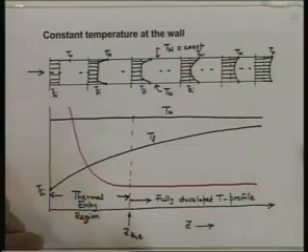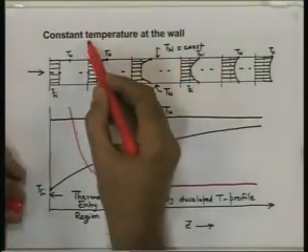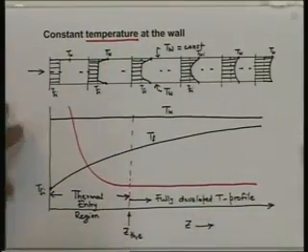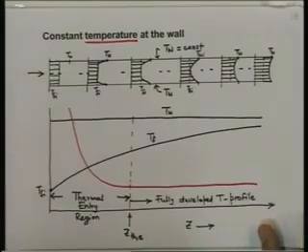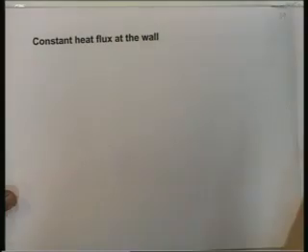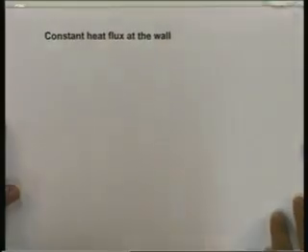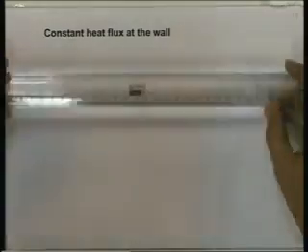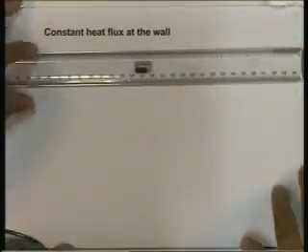Now, after looking at a situation where we have constant temperature at the wall, let us look at the other situation where we have a constant heat flux at the wall. Again, let me sketch a tube.